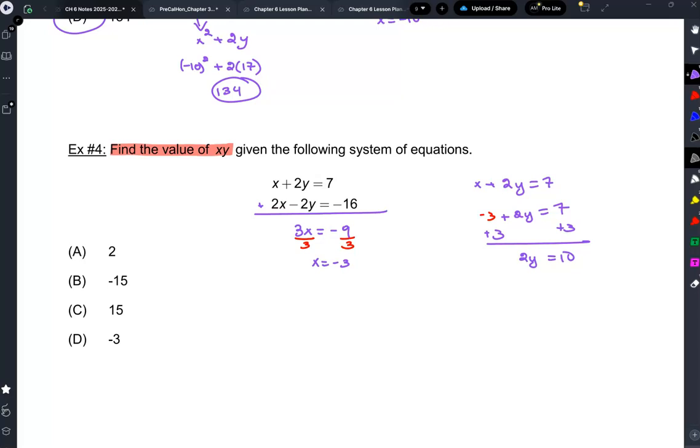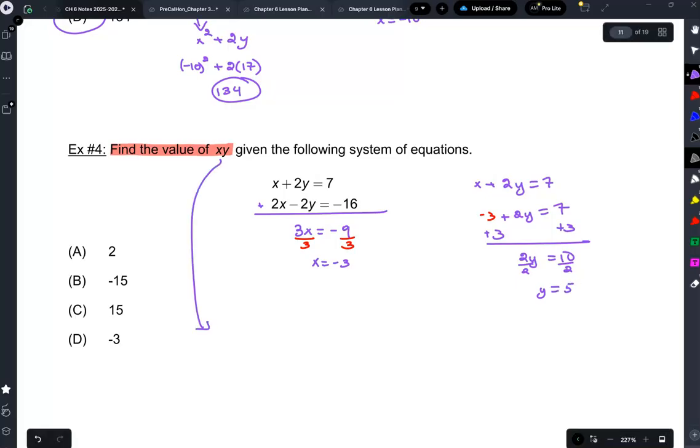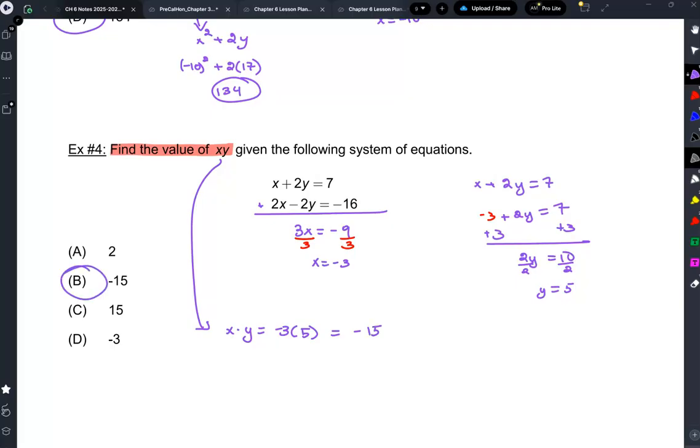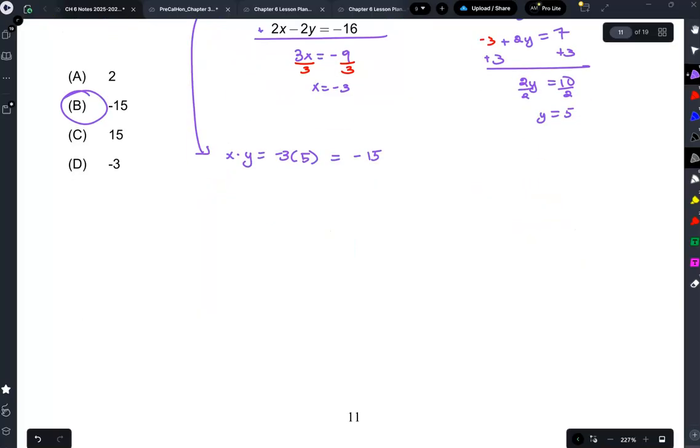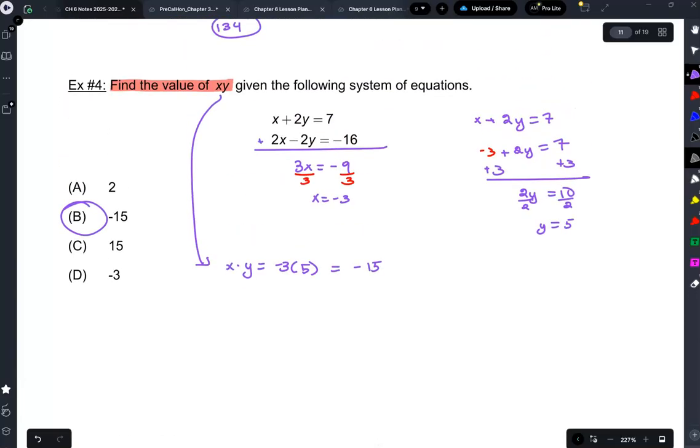Okay, so 2y equals 10. And then what's y? 5. Great. But what I want is x times y. So that's negative 15. All right? Fabulous. And that's 6.3 for today.